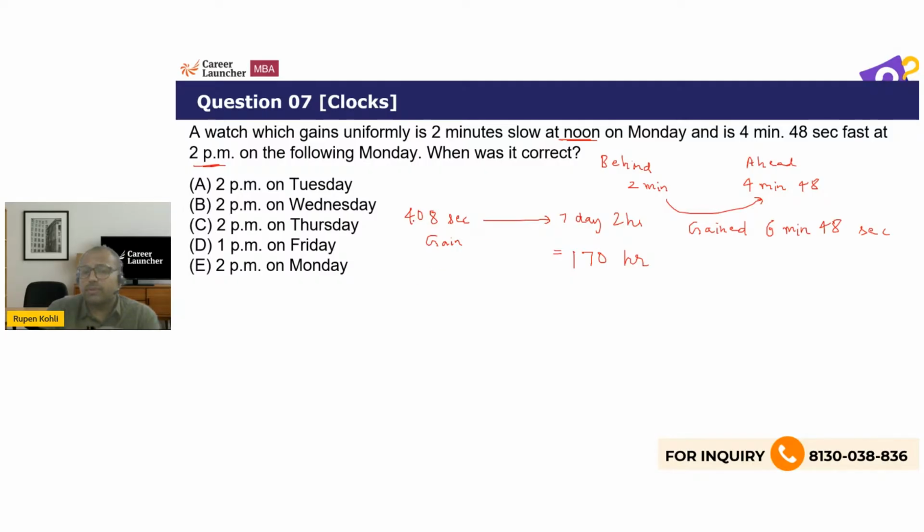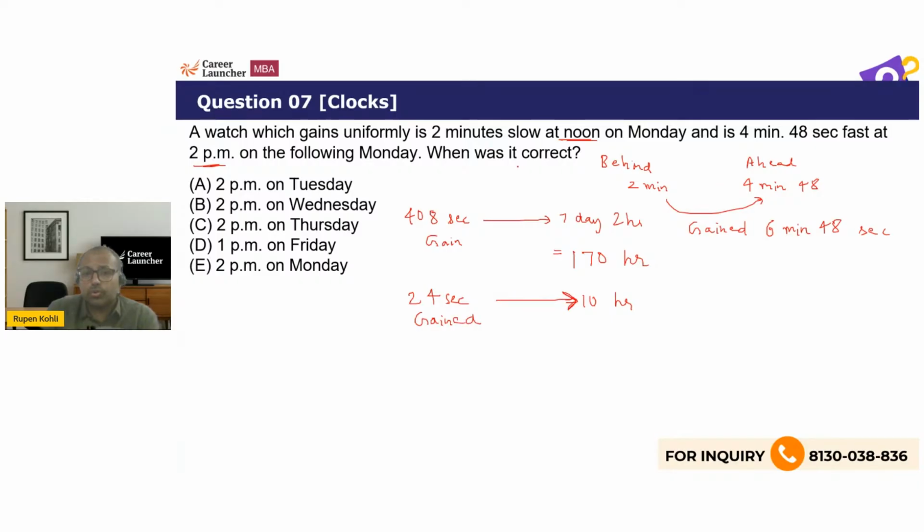Look at this 408, it is perfectly divisible by 17. Cancel 17 on both the sides because these things are in direct proportion. So cancel 17. So in 10 hours, how much time is gained? 17 twos are 34, and then 68, 17 fours are 68. So 24 seconds are being gained in a time of 10 hours.